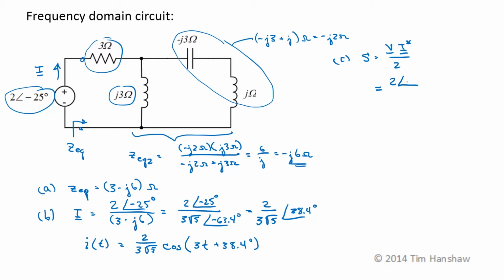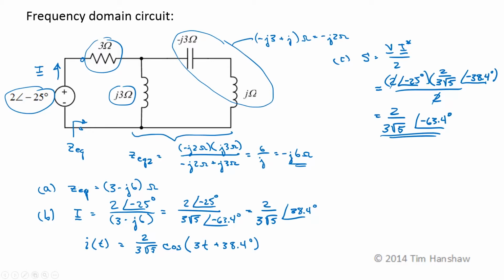So substituting in my numbers, V is 2 at an angle of minus 25 degrees. The current magnitude is 2 over 3 square root of 5 at a phase angle of 38.4. Taking the complex conjugate changes the sign on the angle. Over 2, that 2 cancels with that 2, so this becomes 2 over 3 square root of 5 at an angle of negative 63.4. And there's my answer for part C.